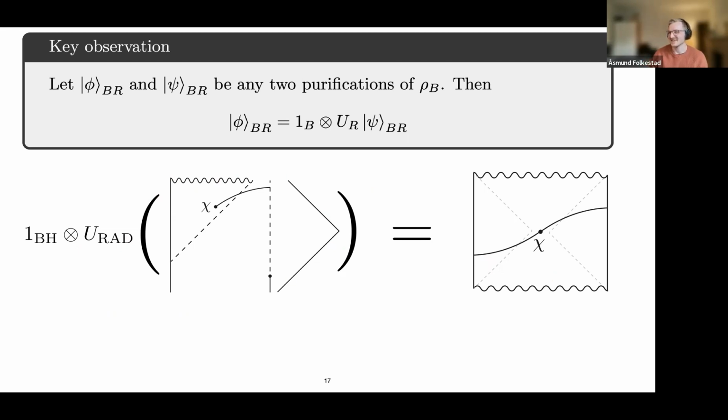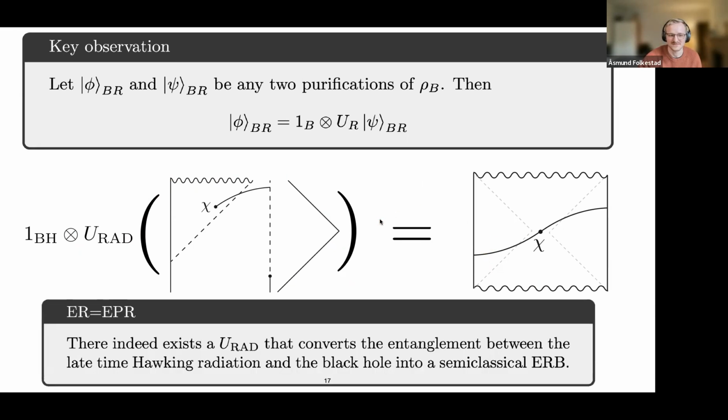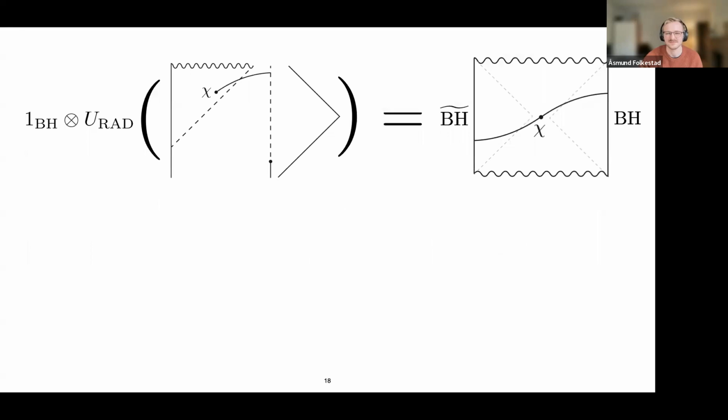But that's exactly the statement of the quote I read earlier by Maldacena and Susskind. So it essentially says that you can act purely on the radiation and convert entanglement into a semi-classical wormhole. So there indeed exists a U_rad that converts entanglement between the late-time Hawking radiation and the black hole into a semi-classical ER bridge. So this is a general realization of ER equals EPR after Page time.